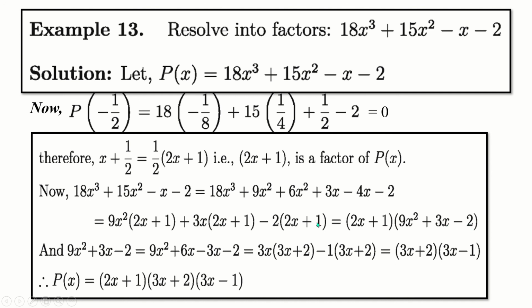That means 2x plus 1 is common, so here will be 9x square plus 3x minus 2. Clear? Again, 9x square plus 3x minus 2 equals, by splitting the middle term, 9x square plus 6x minus 3x minus 2. Between these two we can take common 3x, as a result here will be 3x plus 2, and we can take common minus 1, as a result here will be 3x plus 2. As a result, here will be 3x plus 2 into 3x minus 1. And therefore we can write P of x equals 2x plus 1 into 3x plus 2 into 3x minus 1. Okay.